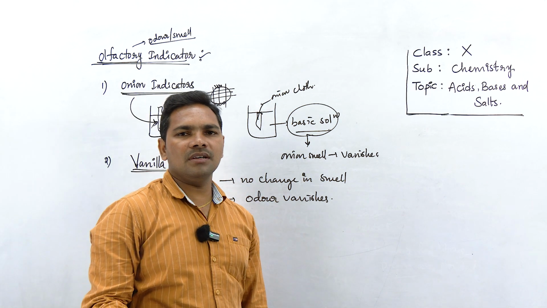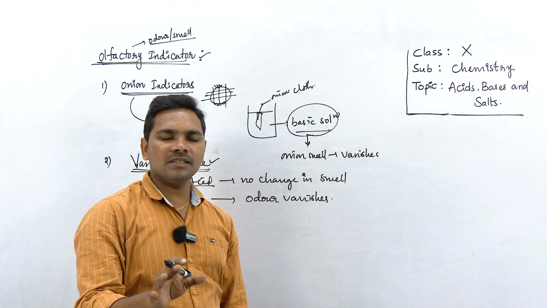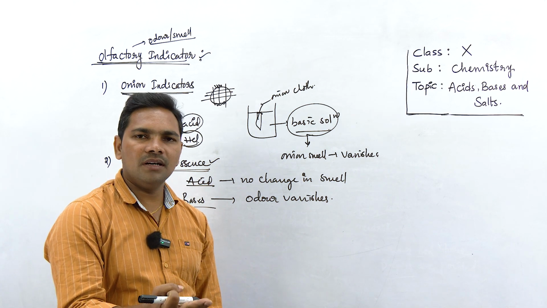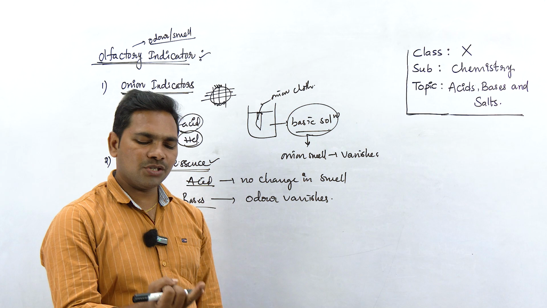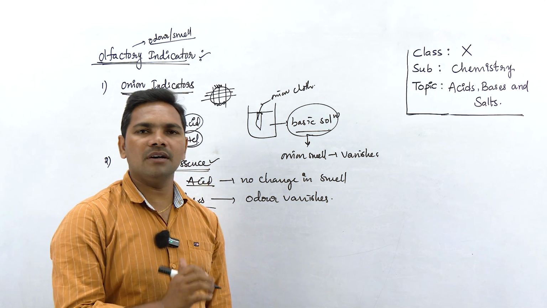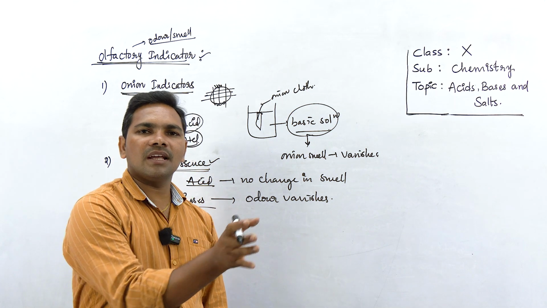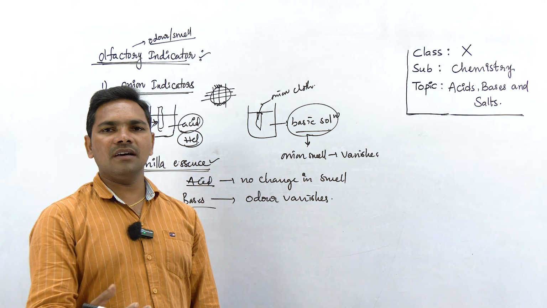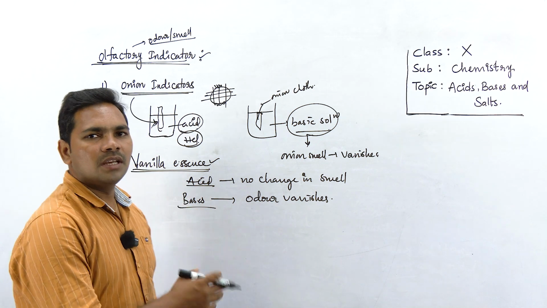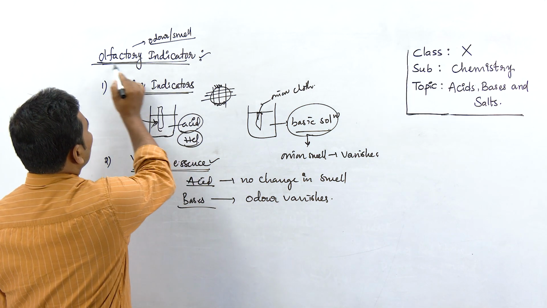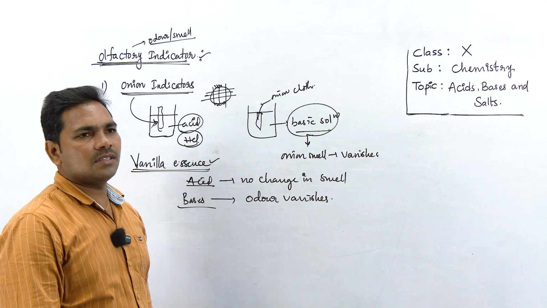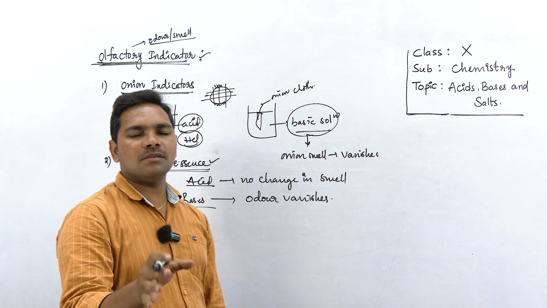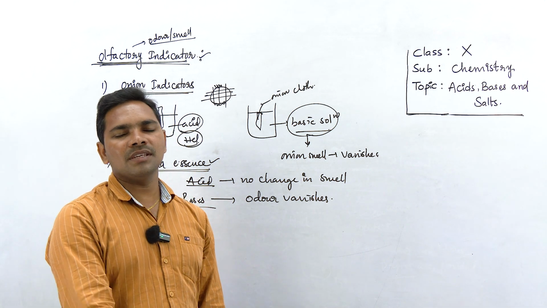So we discussed three different categories of indicators. One is natural indicators, second is synthetic indicators, and third is olfactory indicators. The first two types, natural and synthetic indicators, change their color with different natures of solutions, whereas olfactory indicators indicate the nature of the substance by changing its smell, its odor. Such indicators are called olfactory indicators. So this is the identification of acids, bases and neutral solutions using various indicators.